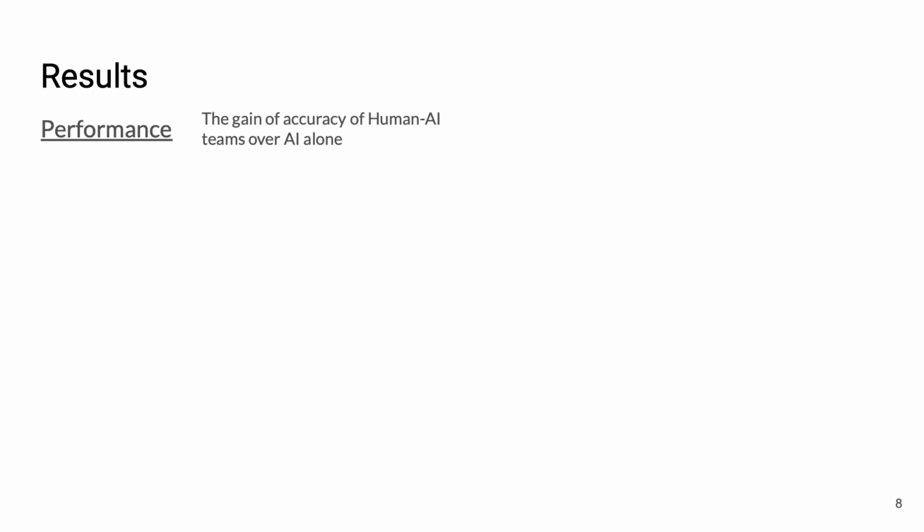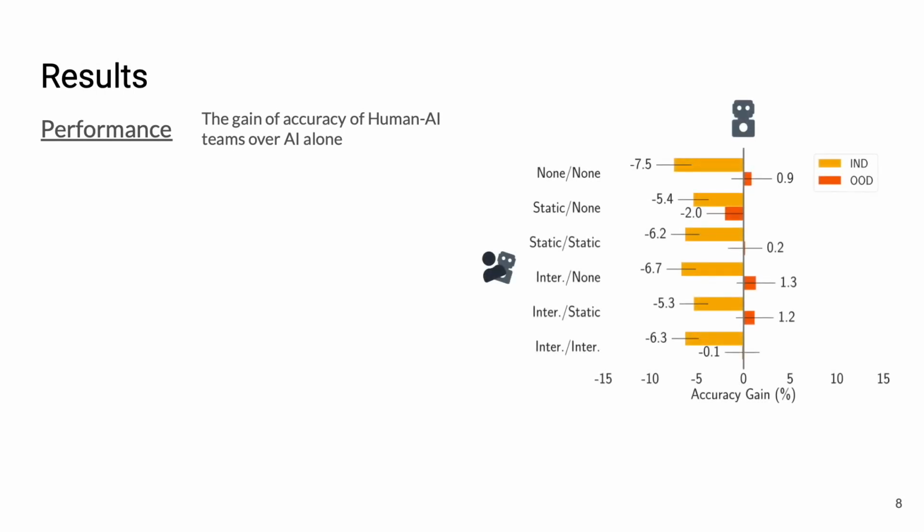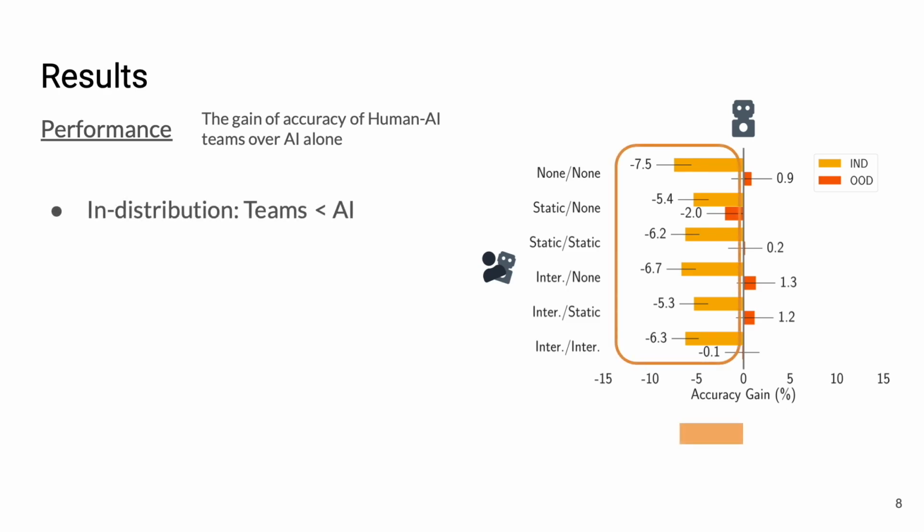Now let's look at the results. We plot the results for performance in this figure. The vertical line at 0 means the zero accuracy gain of AI alone over itself as the baseline. We observe that for in-distribution examples, human AI teams underperform AI alone.